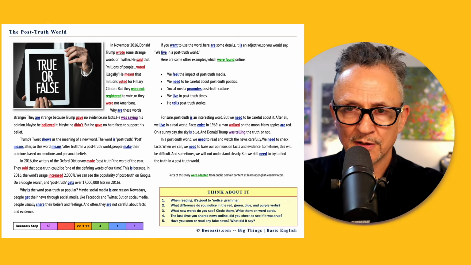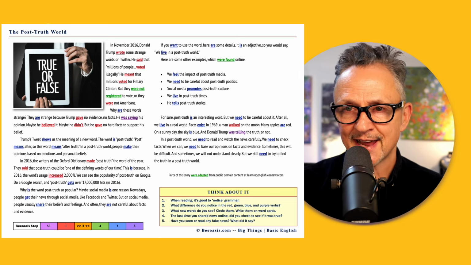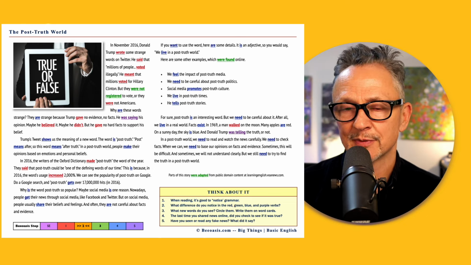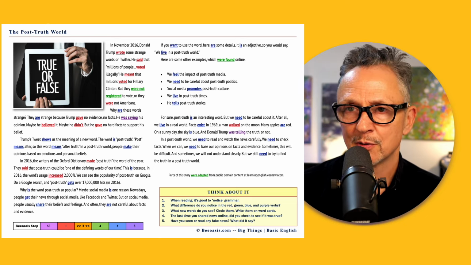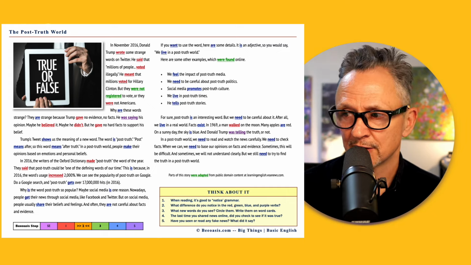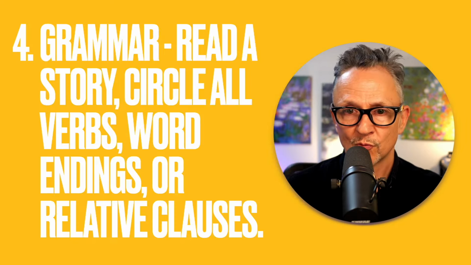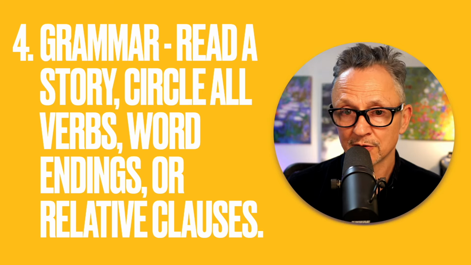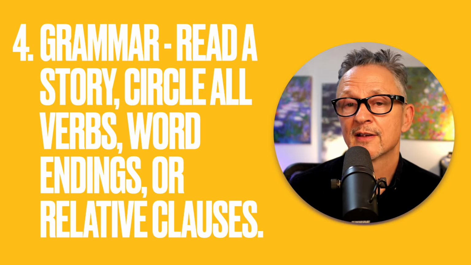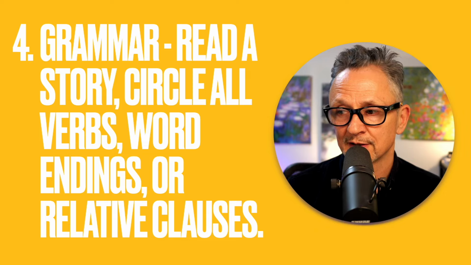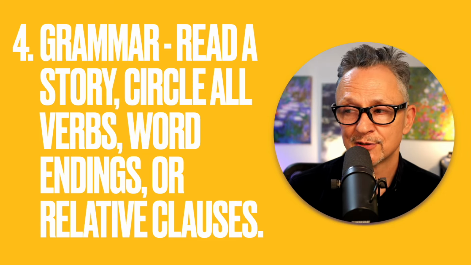So again, if you read this story and you look at each different highlighted text, this is called textual enhancement. And if you do it a lot, it can help you be aware of grammar and how grammar is used in English. So again, read a story, circle all the verbs or underline the verbs or the word endings, relative clauses, so that you're focusing on grammar as you also enjoy a message.